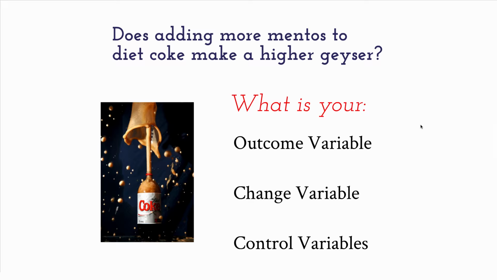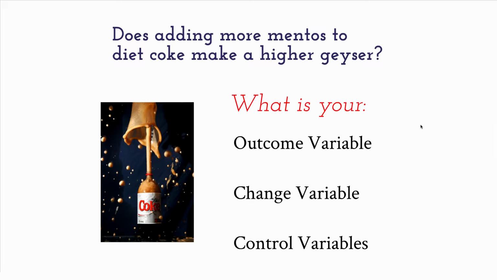What are we going to change? What's the variable that we're going to alter from test to test? They should also pretty quickly get that that will be the Mentos. What are things that we're going to control? These can include things like how we add the Mentos to the Coke. It can be controlling for location, definitely the type of soda we want to use.